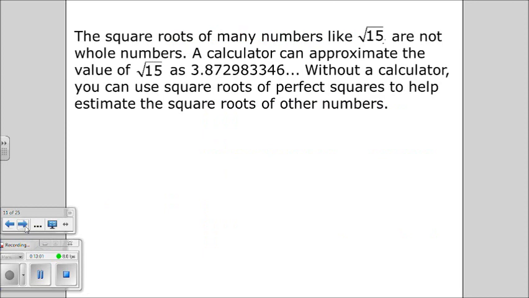And we don't like to just repeat what we said. The statements here explain to us that the square roots of many numbers, like the square root of 15, are not whole numbers. How? A calculator can approximate the value of the square root of 15 at 3.87298 and so on. Without a calculator, you can use square roots of perfect squares to help estimate. Estimate means what comes before the square root of 15 and what comes after.